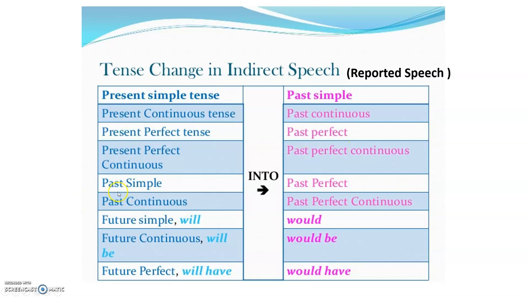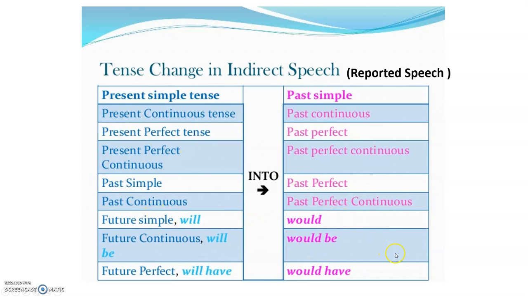Now, when it is in the past tense, what happens? You change it into another form of past tense, okay? Like past simple becomes past perfect. Past continuous becomes past perfect continuous. And in the future, when it is future simple, "will" becomes "would." Future continuous, "will be" becomes "would be." And future perfect, "will have" becomes "would have." So the common thing about the future is that you have to put "would." Okay, you will have to change it into "would."